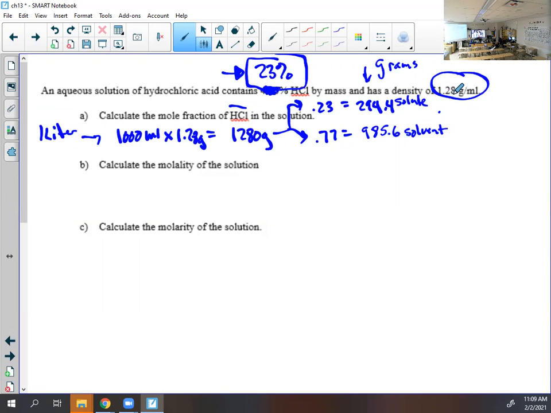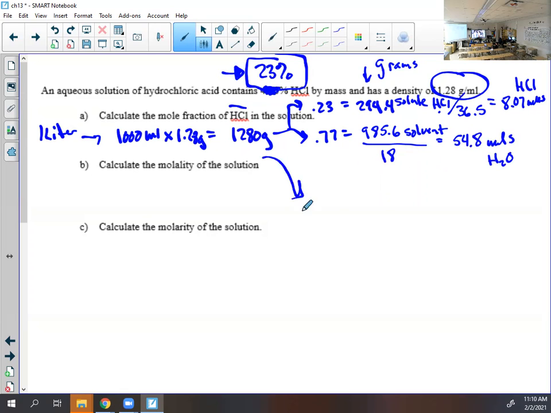Okay, so now both of these things need to be converted to moles. So this is HCl, and I'm going to divide it by 36.5. I already have that as well. I get 8.07 moles HCl. Anyway, I divide this one by 18 because that's the molar mass of water, and I ended up getting 54.8. And that's moles of water.